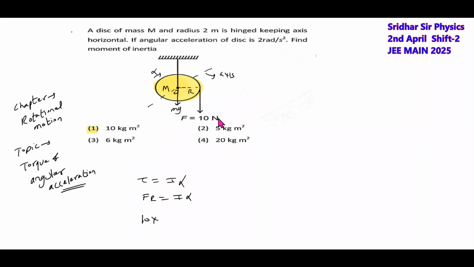Only the torque set up by the applied force matters. So 10 into R, R is 2 meter, equals moment of inertia times angular acceleration 2. So the moment of inertia will be 10 kg meter square. Simple. You should know that torque equals I alpha, and the basic idea of how torque is set up: F into R.